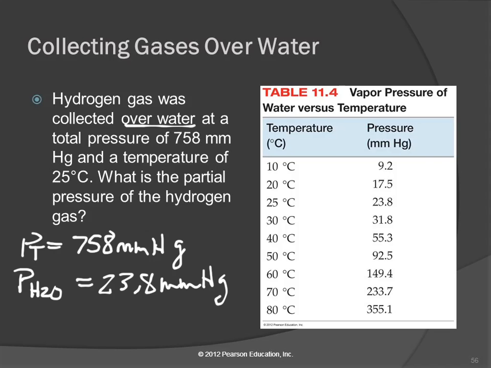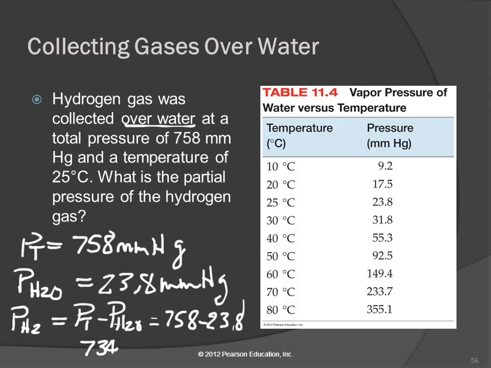What's the partial pressure of the hydrogen? Oh, you just subtract, right? It's the total pressure minus the water. So it'll be 758 minus 23.8. 758 minus 23.8. 734 millimeters of mercury.